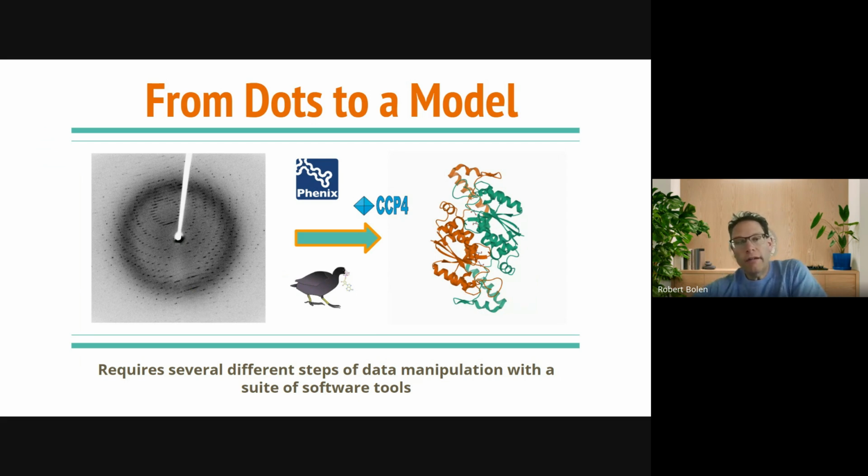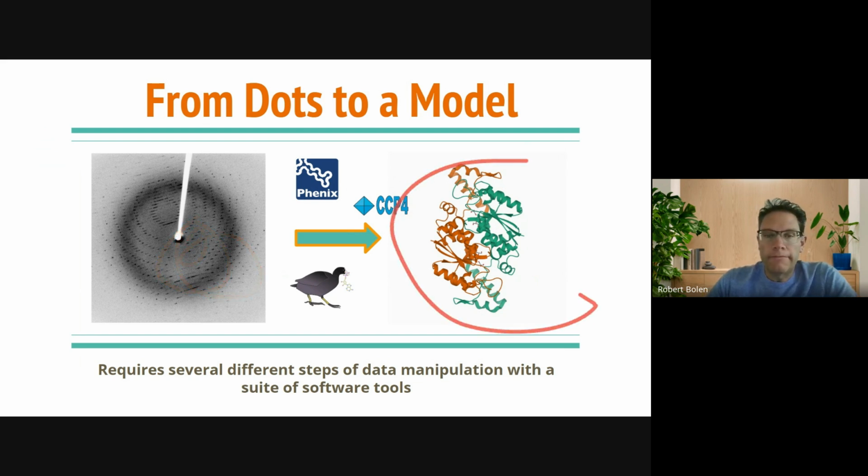And to generate a model, there are several steps that we have to go through using a bunch of computer programs. And so I have some of the images of the programs here with their logos. We have Phenix, CCP4, which is actually a suite of programs. And then we have Coot. And that allows us to convert this dot matrix of X-ray diffraction into a three-dimensional model, okay?